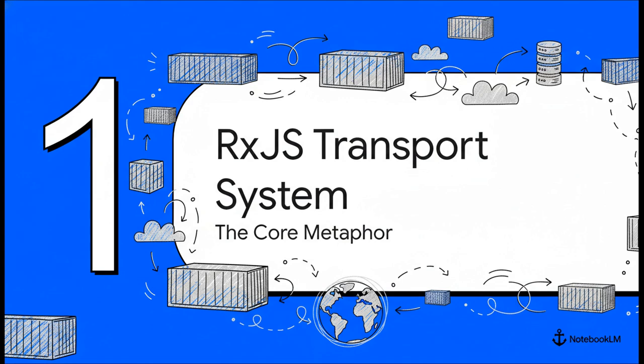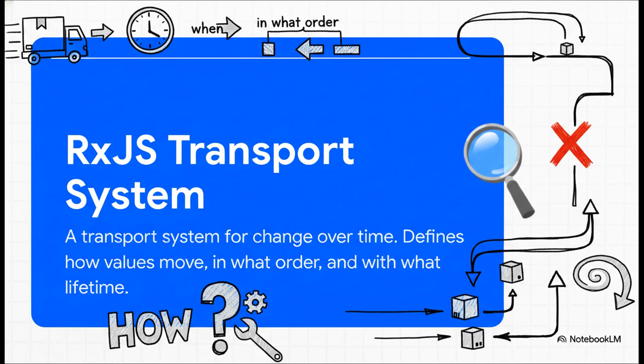All right, so let's get into it. RxJS as a transport system. This is the core idea for everything we're about to cover. So from now on, I want you to try and think of RxJS less like a programming library and more like a global shipping company, but for your data. So here's the formal definition, but let's look at it through our new lens. It's a transport system for change over time. And look at what it defines: how values move, in what order, for how long, and even how to cancel the shipment. See? It's all about logistics. It's not about the stuff being shipped, it's about the shipping process itself.